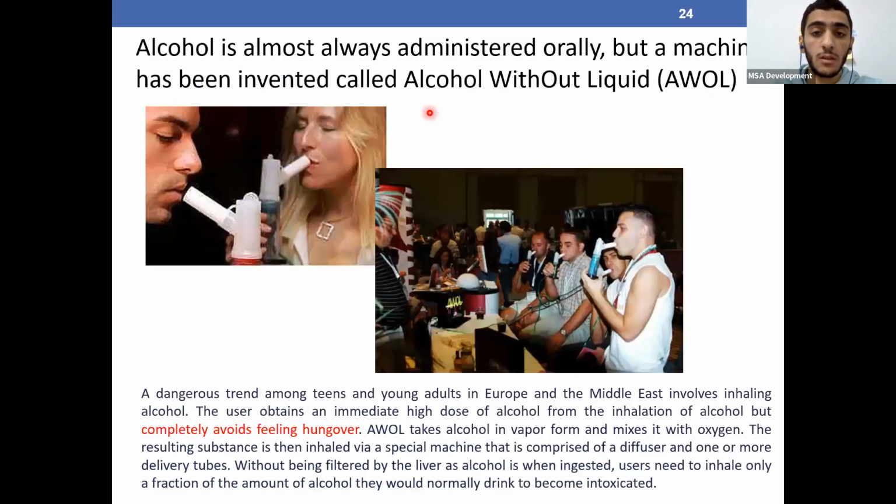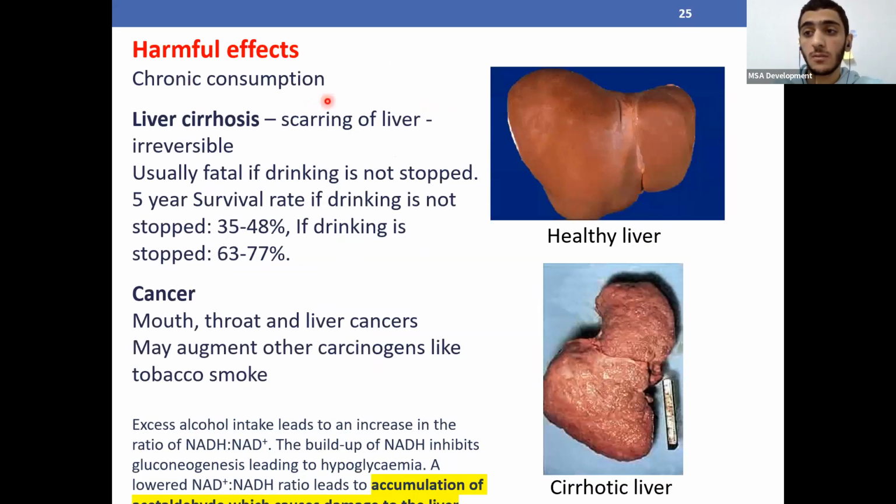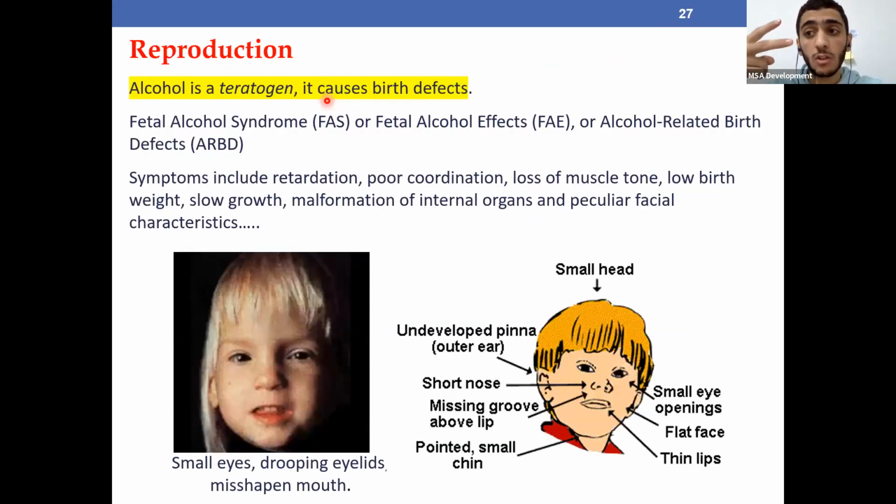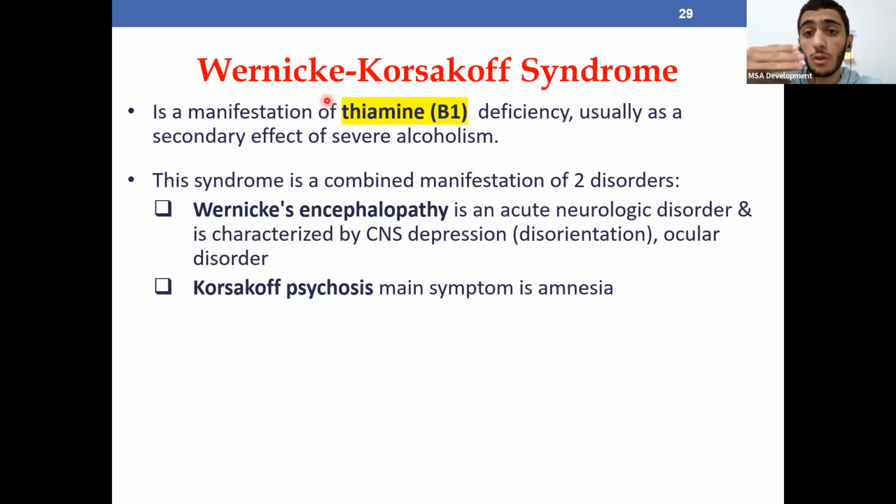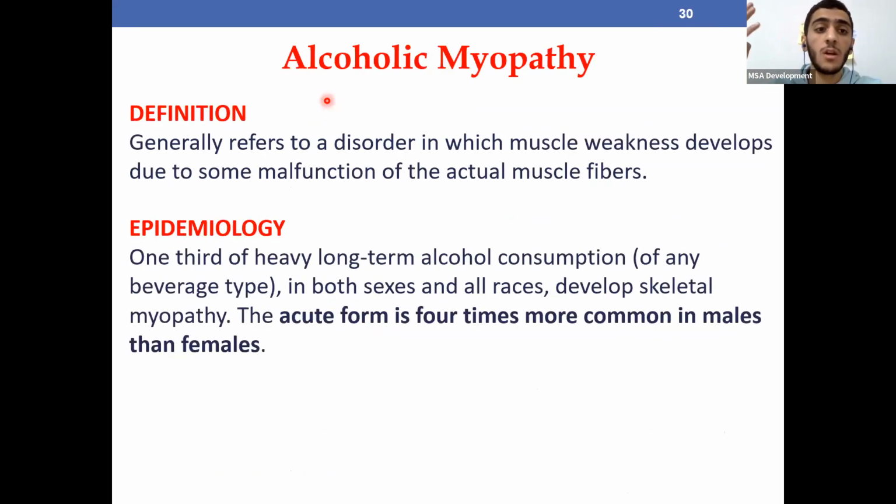Okay, and the harmful effects: drinking alcohol causes buildup of acetaldehyde, which damages your liver. You can't give it to pregnant women because it causes problems in the baby. It could lead to something known as Wernicke-Korsakoff syndrome because of thiamine B1 deficiency. And this thiamine B1 deficiency and the Wernicke-Korsakoff syndrome is basically some type of CNS, or central nervous system, or brain disorder. Could cause muscle problems.